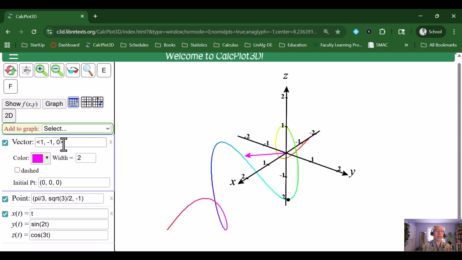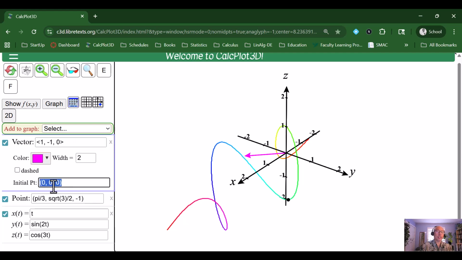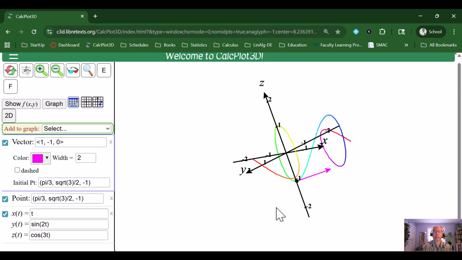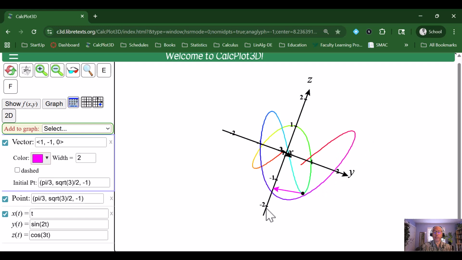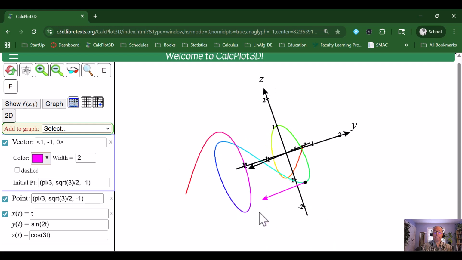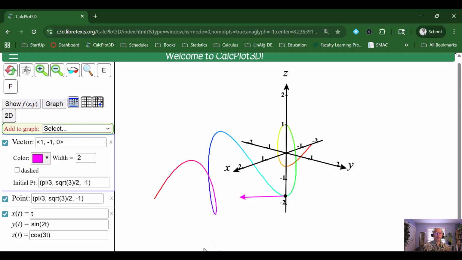But if we take that point that we got from before, I'm just going to copy that, and go back to the vector and change the initial point from 0, 0, 0 to this other point that's actually on the graph. Then we can see that this is going to be a vector that's tangent. You have to look at it from many different points of view to actually see that it is in fact tangent to that curve. Okay, so that's our tangent vector.